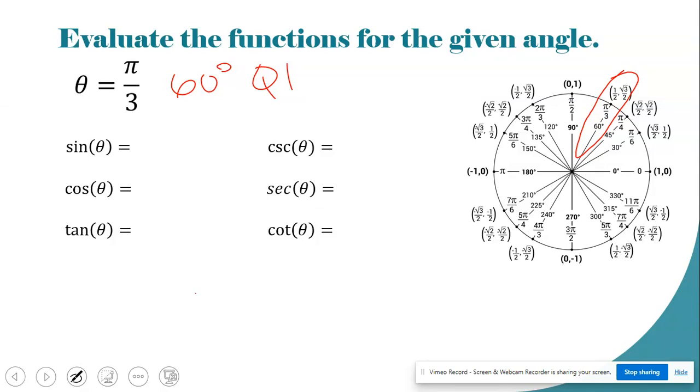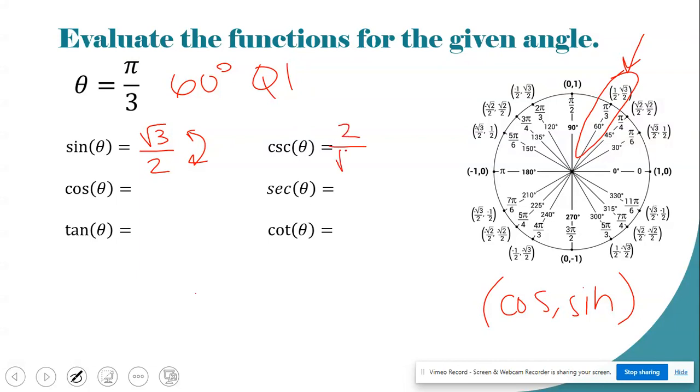Those are our coordinates. Now, I don't know if you remember, but cosine comes first, and then sine comes second as far as our coordinates go. So once we have our unit circle, it's going to be really easy to begin to evaluate these functions. So sine of pi over 3, meaning sine of this particular angle, is going to give us the coordinate root 3 over 2. And if we know sine, then we know its reciprocal, cosecant, right? We're just going to flip root 3 over 2, and we'll have 2 over square root of 3.